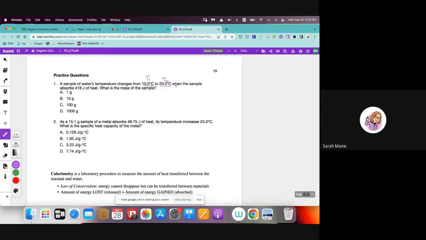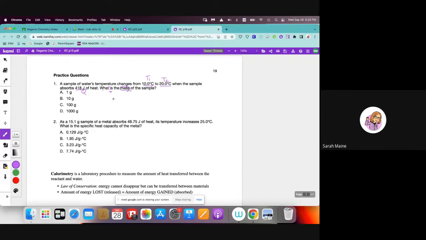And as I keep reading through this question, I notice there's a 418 with a J. And so that indicates to me that this is a Q value. And then I have a question, so here it is, what is? So that's the question. And mass is my unknown.